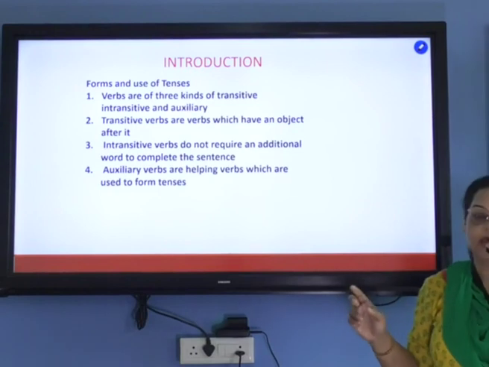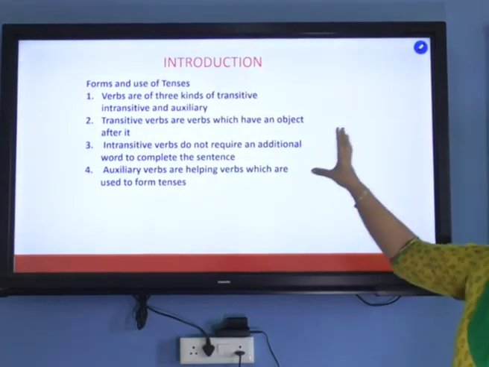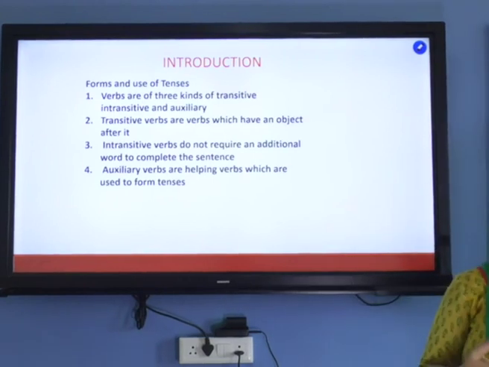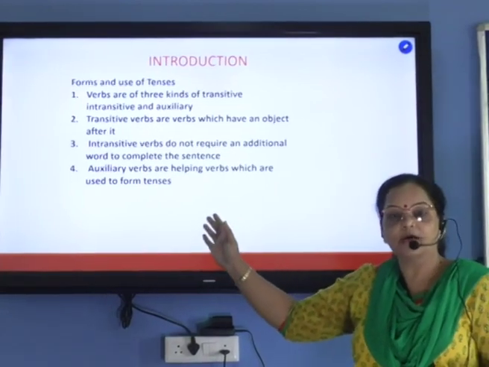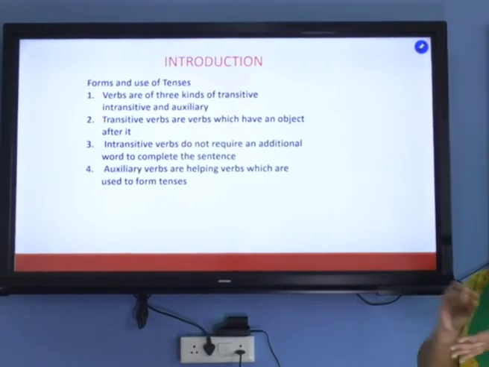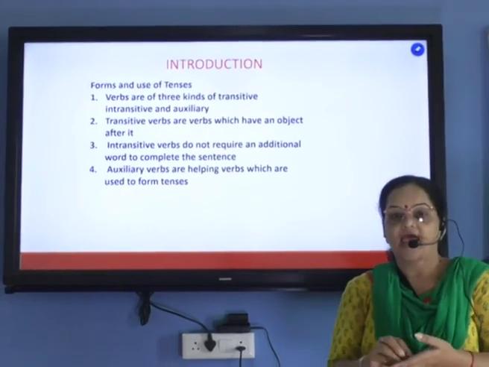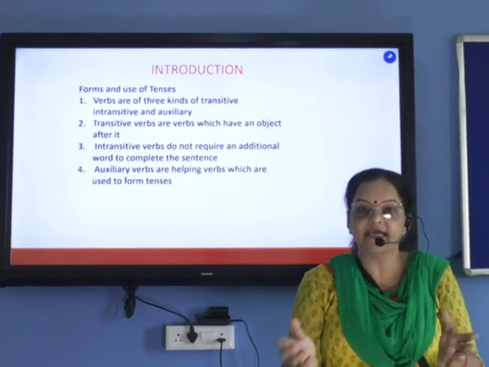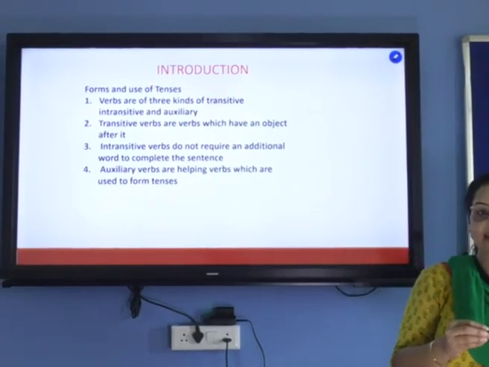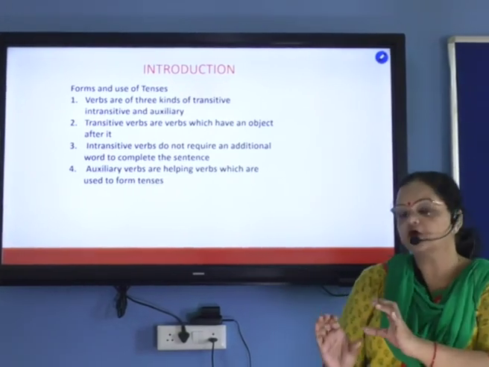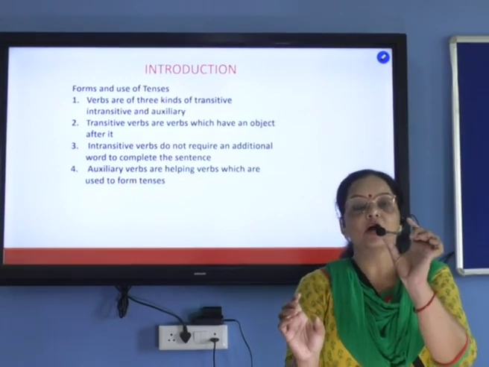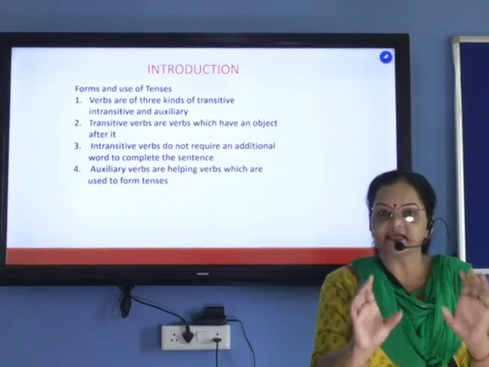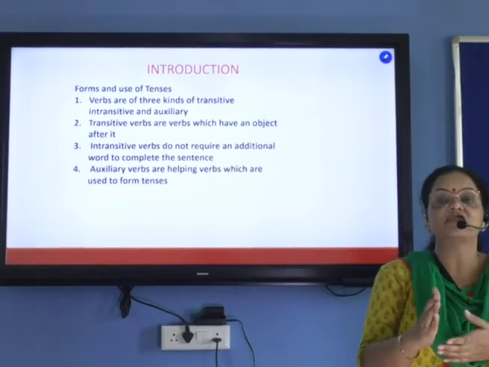Now, introduction. Verbs are of three types: transitive verb, intransitive verb and auxiliary verbs. Now what are transitive and intransitive verbs? Transitive verbs are those which have an object after them, and intransitive verbs are those which do not have any word after them and don't need it. Like, I eat what? I eat food. So food is important for eating. When I say birds fly, the sentence is complete. So this is an intransitive verb.